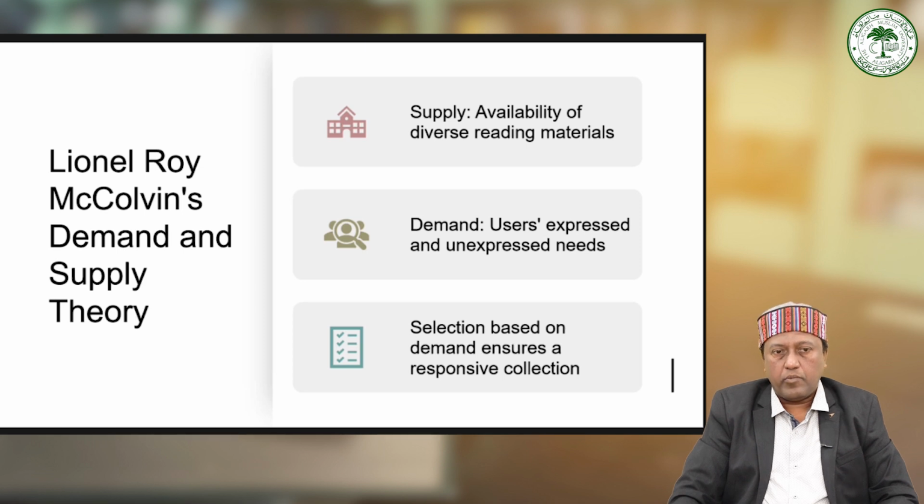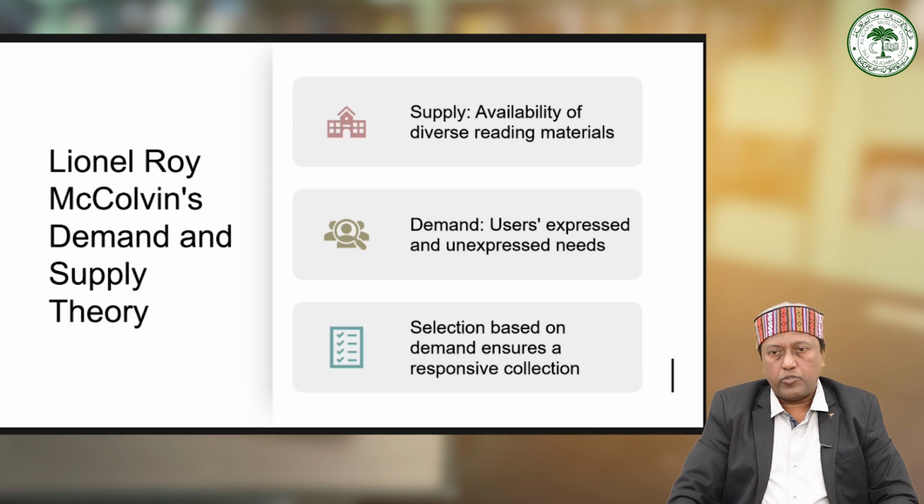The second important principle is of Lionel Roy McColvin, which is also known as demand and supply theory. McColvin introduced his demand and supply theory of book selection in his book Theory of Book Selection for Public Libraries, first published in 1925. According to him, books in themselves are nothing. They have no more meaning than the white paper upon which they are printed until they are made serviceable by demand. The more closely book selection is related to demand, the greater is the resultant and possible service.